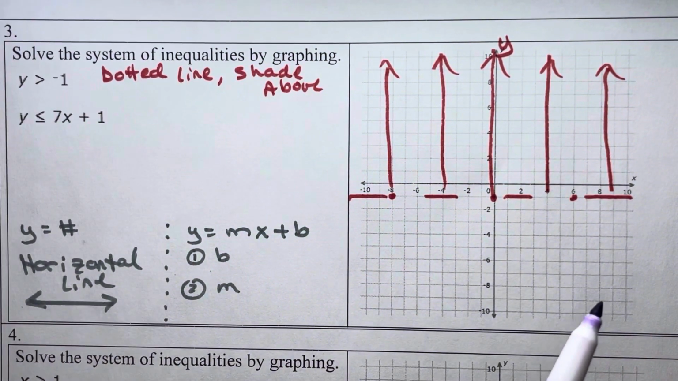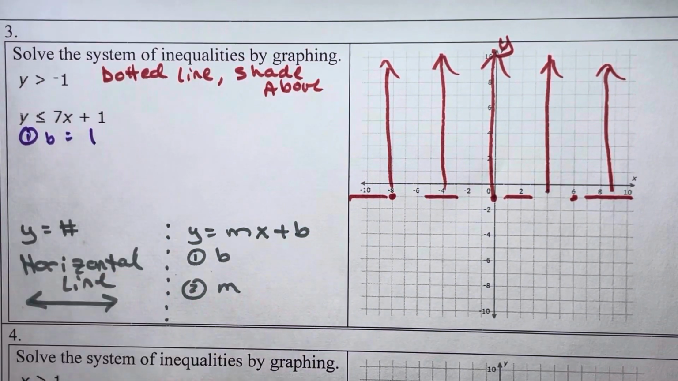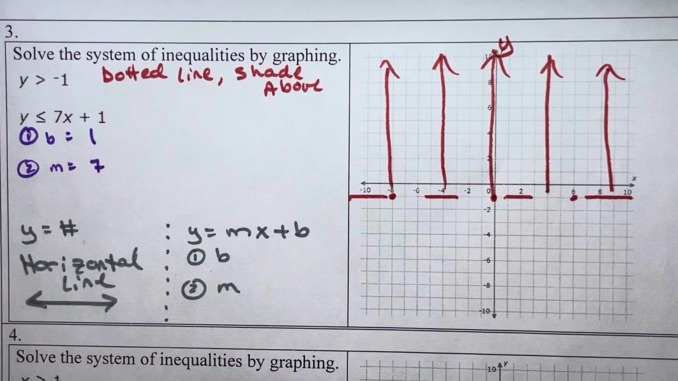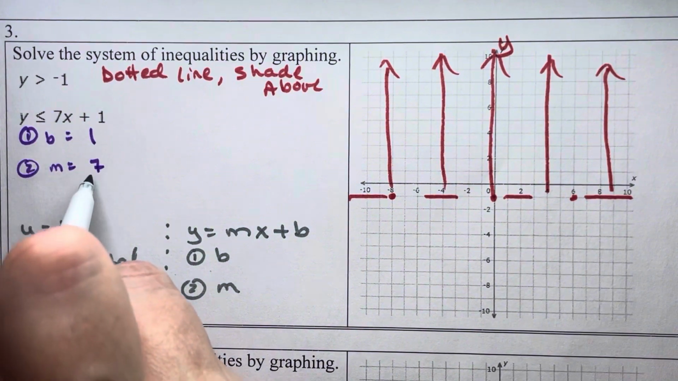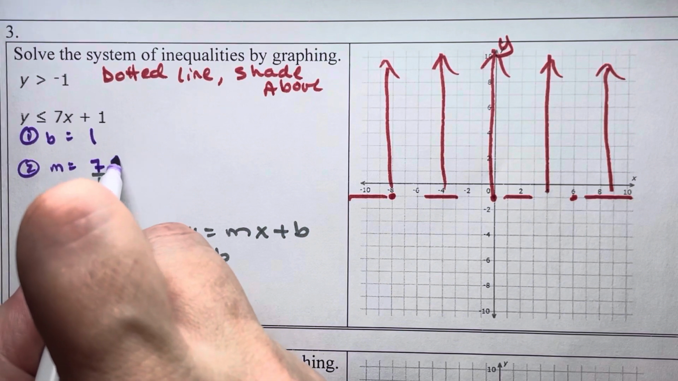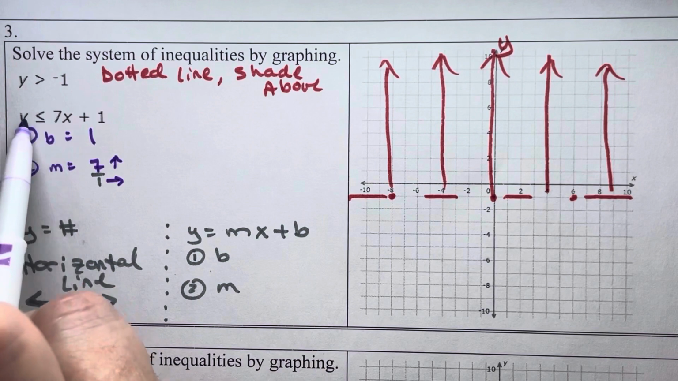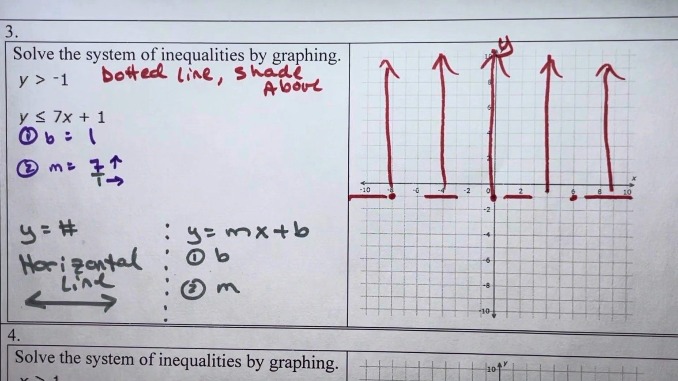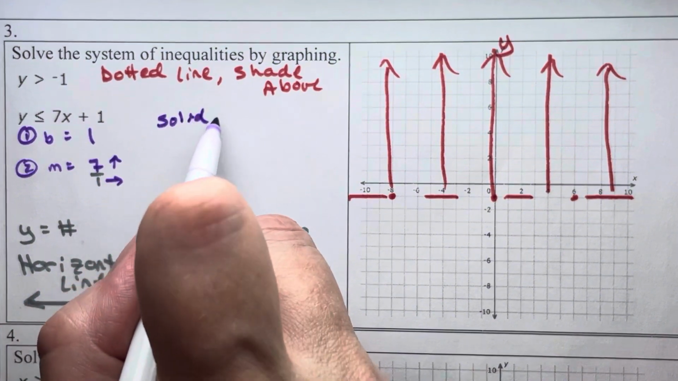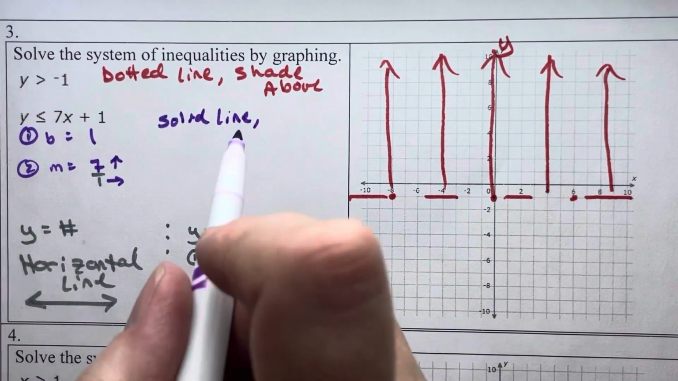Okay, now let's look at our second inequality, where y is less than or equal to 7x plus 1. Our y-intercept, b, is 1, and our slope is 7. We know that 7 needs to be a fraction to help us with our slope. It's positive, so it will travel up and to the right. Our less than or equal to inequality symbol tells us that we are going to have a solid line. And because it is less than, we are going to shade below.